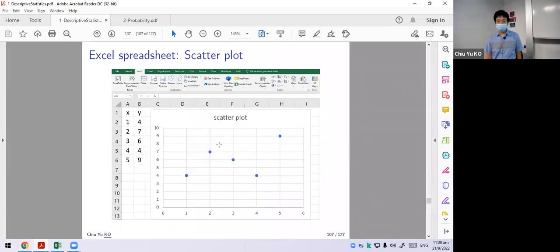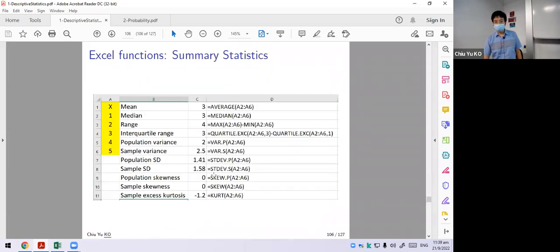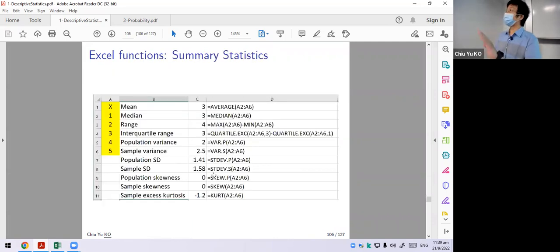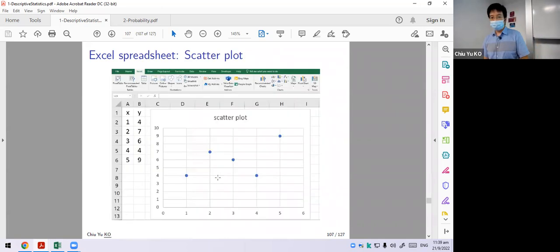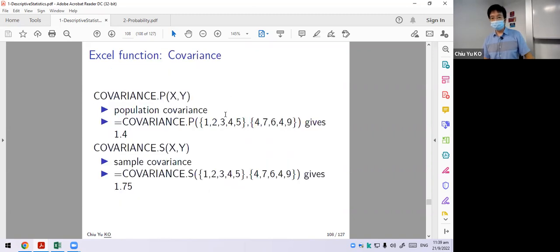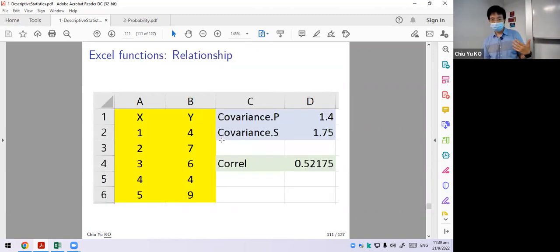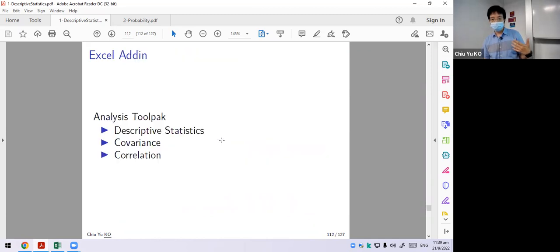The next thing is, I think we pretty much stop here, right? Am I right? Pretty much stop here, right? So now the next thing I want to talk about is how to draw a scatter plot, and then we will go to covariance and correlation. After that, I'll talk about the Add-in.